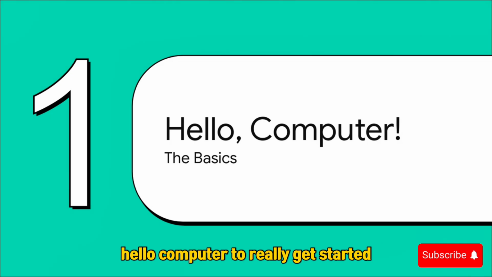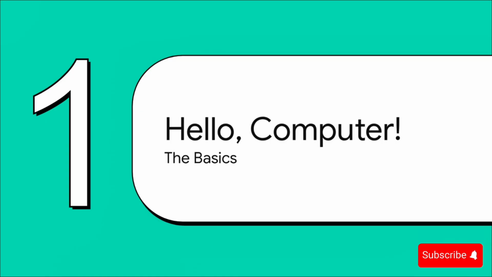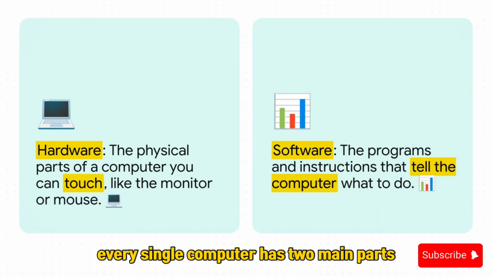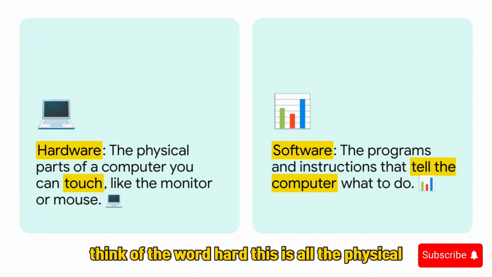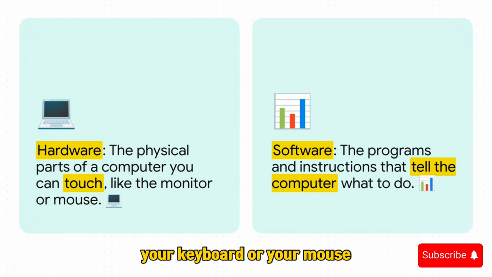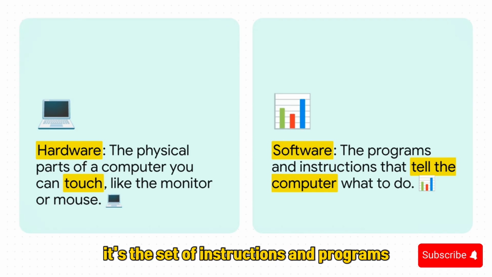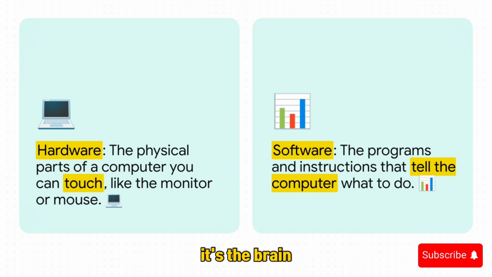Hello, computer. To really get started, there are two super basic parts of any computer that you just gotta know. Okay, so every single computer has two main parts. First, you've got the hardware. Think of the word hard. This is all the physical stuff you can actually pick up and touch, like your screen, your keyboard, or your mouse. Then you've got the software. You can't touch software. It's the set of instructions and programs inside the computer that tells all that hardware what to do. It's the brain.